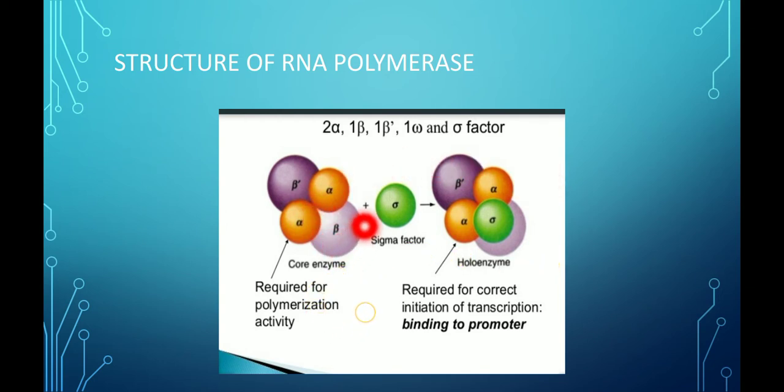In prokaryotes, the DNA dependent RNA polymerase enzyme consists of 2 alpha, 1 beta, 1 beta dash, 1 omega, and the sigma factor. The 2 alpha, 1 beta, 1 beta dash, and omega together form the core enzyme, which is required for polymerization activity. When the sigma factor attaches to this core enzyme, together they form the holoenzyme, which is required for initiation of transcription. That is, the holoenzyme is responsible for binding of the RNA polymerase enzyme to the promoter region.